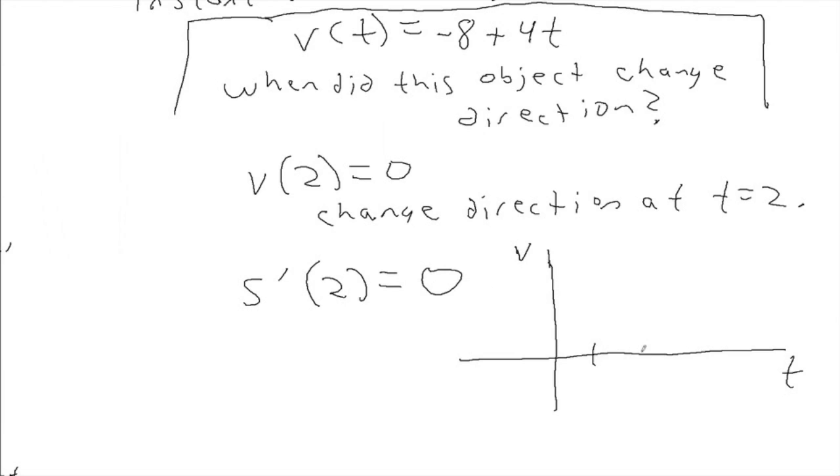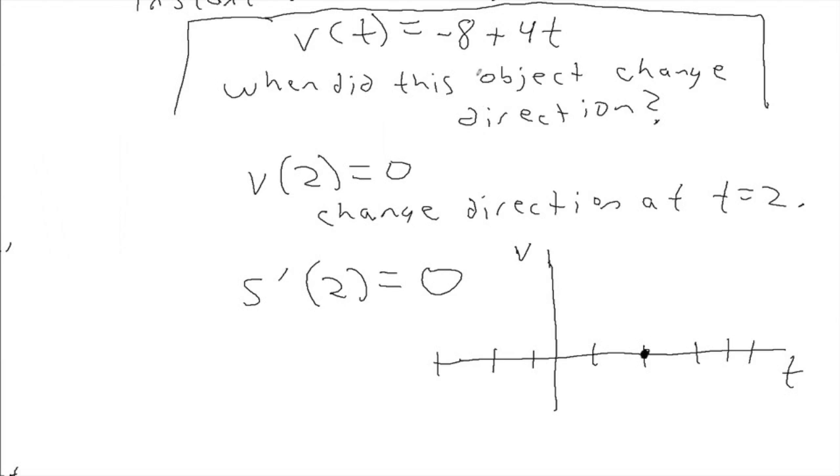Okay, so where do we cross the t-axis? Where does v cross the t-axis? v crosses the t-axis at 2. How do you know? When you're on the t-axis, what's your v? 0. So that's what we found. We found that v is 0 at 2.